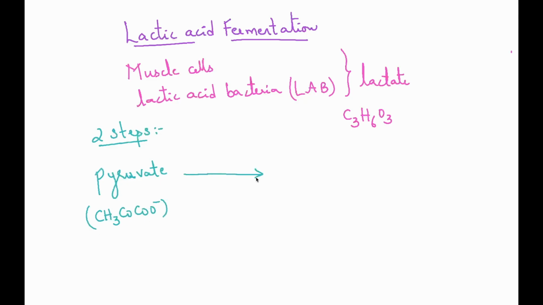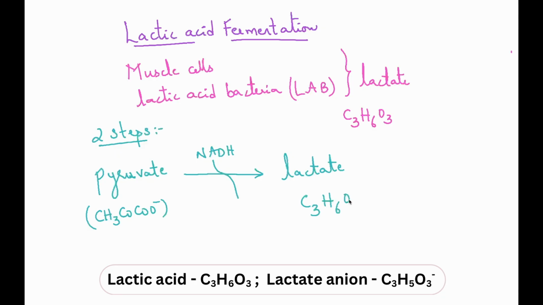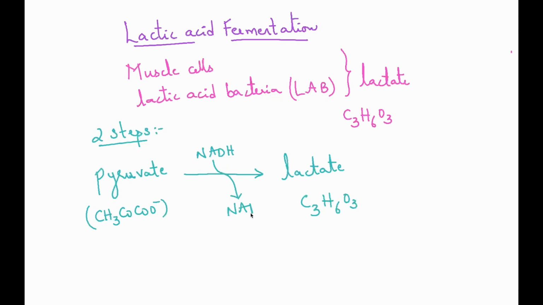Here, pyruvate itself accepts the electrons from NADH and gets converted into lactate, C3H6O3. Again, NADH loses its electrons to pyruvate, thereby regenerating NAD plus back. Okay, so we don't have a decarboxylation step here. The pyruvate produced through glycolysis itself acts as an electron acceptor, accepting the high energy electrons from NADH and gets reduced into lactate.